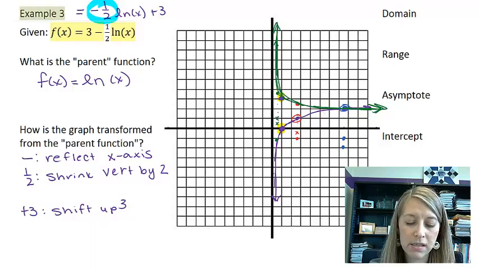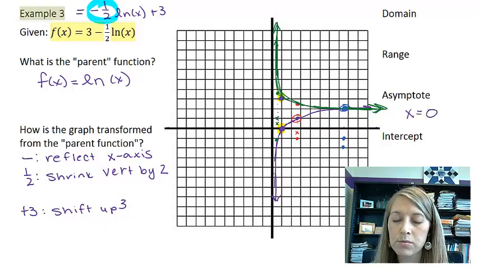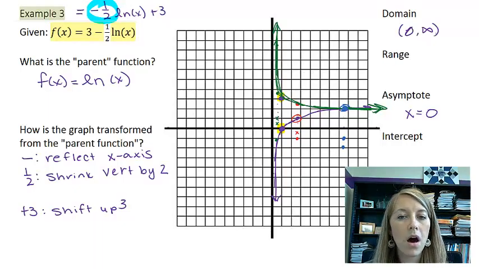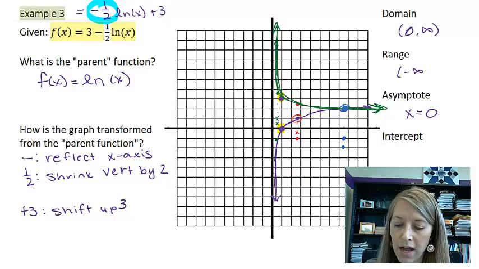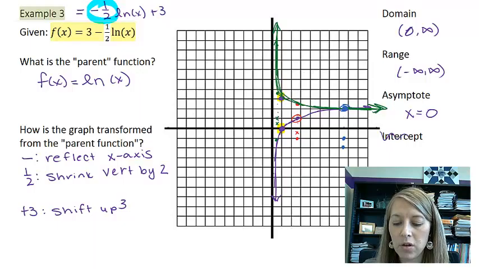Okay, let's start with the asymptote, since that always seems to be the most important. Notice our asymptote didn't change, so we still have our vertical asymptote at x equals 0, which tells us that our domain is still 0 to infinity. Our y values are still forever, so -infinity to infinity. And the only thing that we have to worry about here is the x-intercept. It's going to be so far out there that I'm not even going to worry about it at this time.